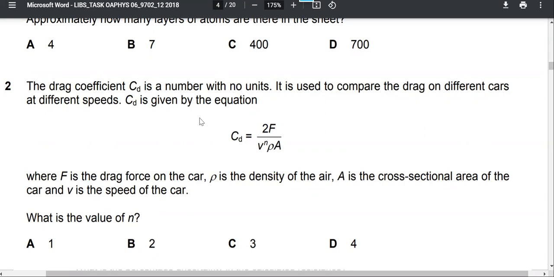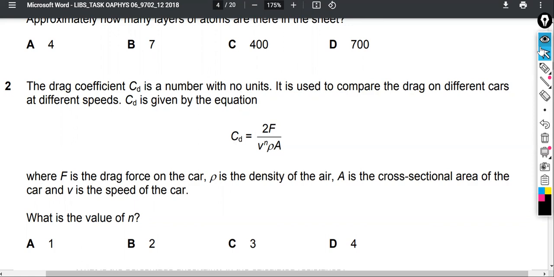It reads, the drag coefficient, C sub D, is a number with no units. It is used to compare the drag on different cars at different speeds. C sub D is given by the equation C sub D equals 2F over V to the nth power times rho times A, where F is the drag force on the car, rho is the density of the air, A is the cross-sectional area of the car, and V is the speed of the car. What is the value of N?